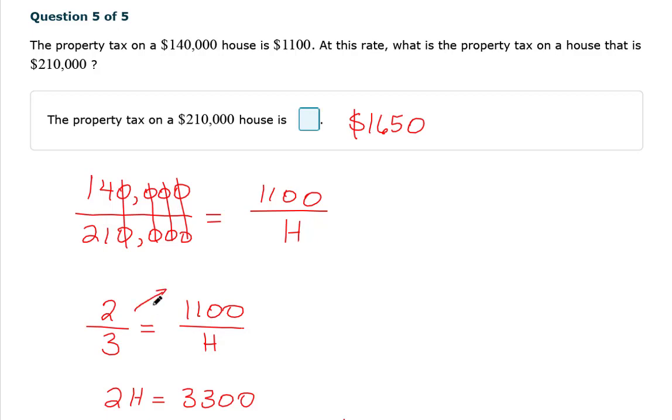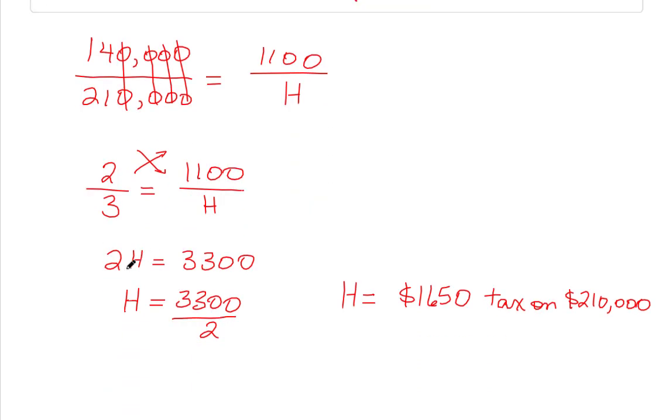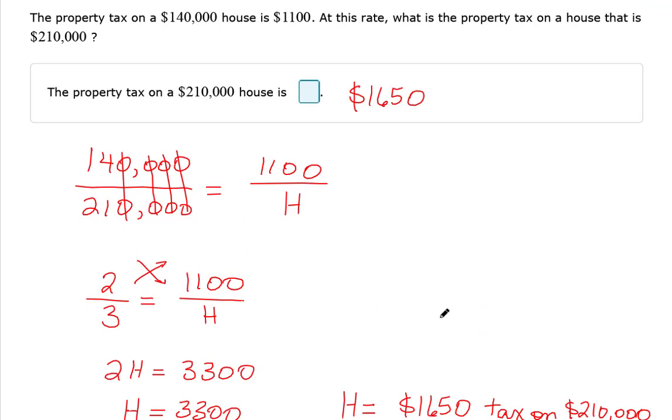All right, so that's a multiplication. That's this multiplication. And so when I solve for h, I simply divide both sides by 2, and the amount of tax on the $210,000 house is $1,650. So again, a ratio to solve this problem.